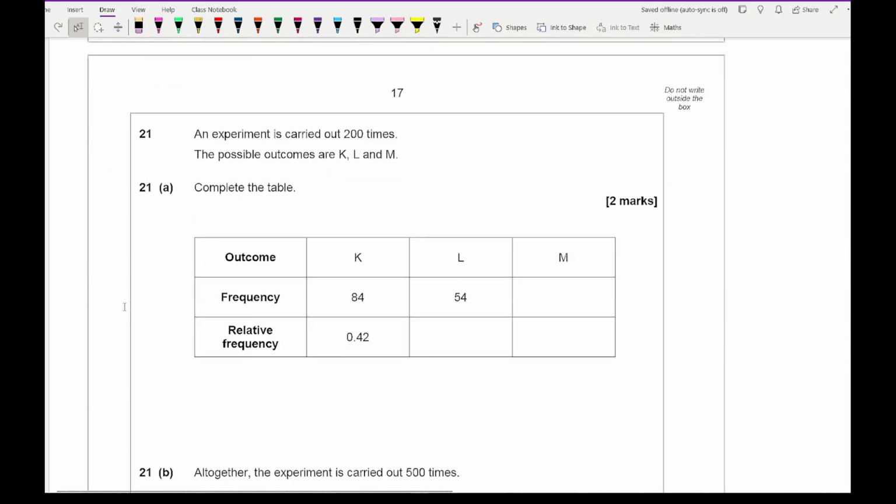For question 21, it says an experiment is carried out 200 times. The possible outcomes are K, L, and M. Complete the table. Now, for relative frequency, it's the frequency divided by the total number of trials.